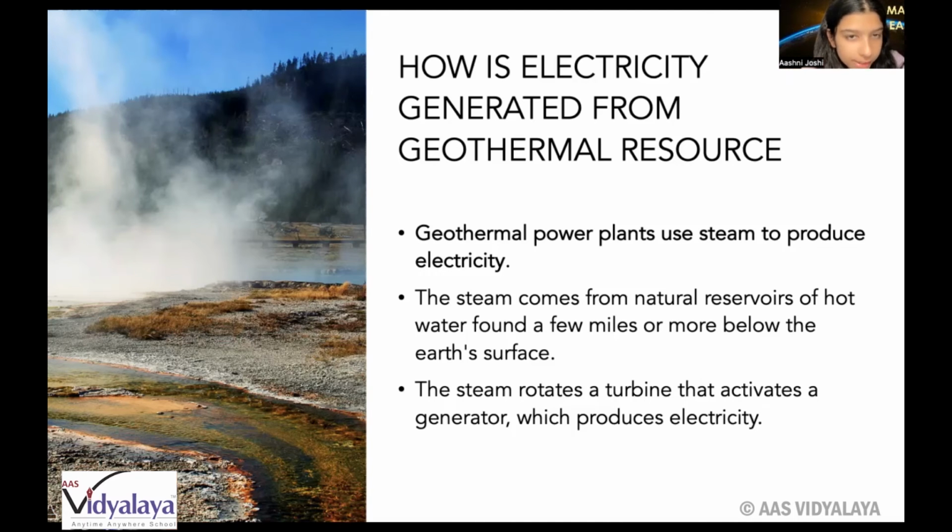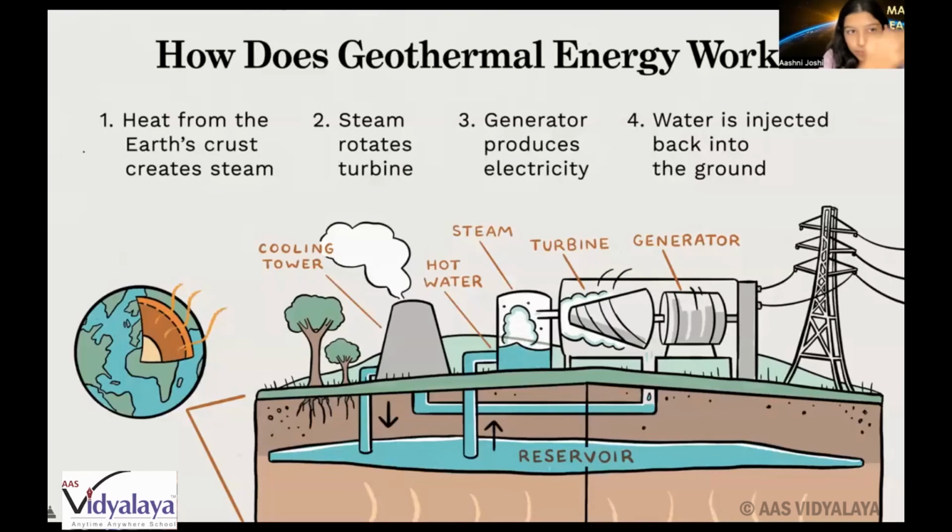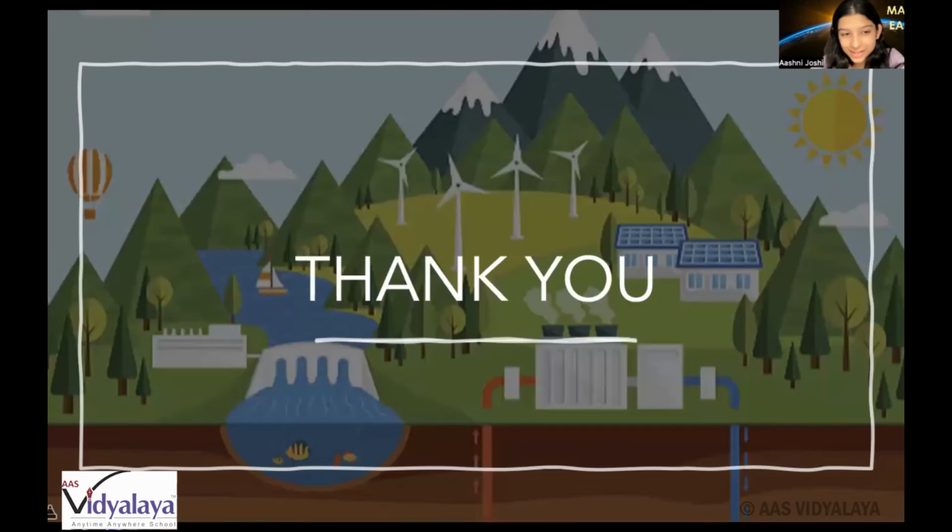So now let's see how exactly the mechanism of geothermal energy works. So step one, heat from the Earth's crust has to create steam, right? And step two is how we use the steam. So we collect the steam from the hot reservoir and we pass it on a turbine. The steam, because it's so hot and we'll of course pass it at a particular speed, will rotate a turbine. And you know what happens after this. This turbine uses its own kinetic energy and converts it to electrical energy. And then of course we inject the water back into the ground. And yeah, that was how geothermal energy works.